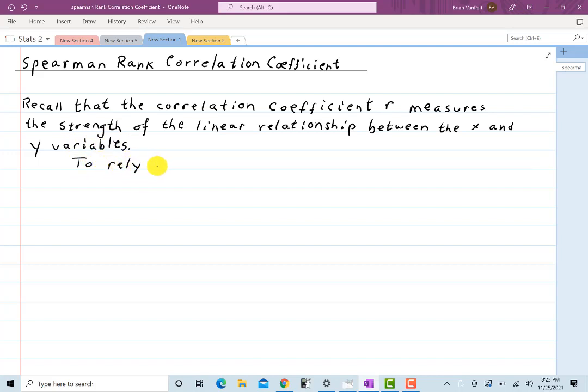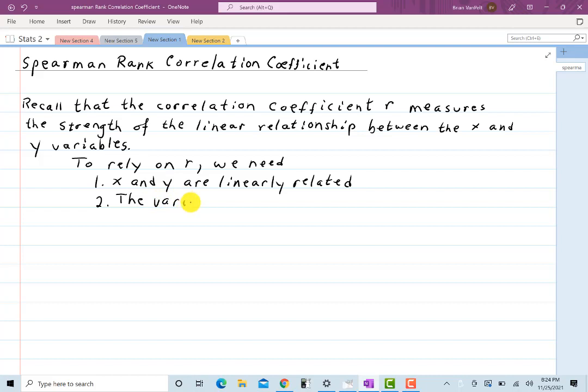To rely on R, we need 1, X and Y are linearly related. 2, the variables X and Y have a bivariate normal distribution.